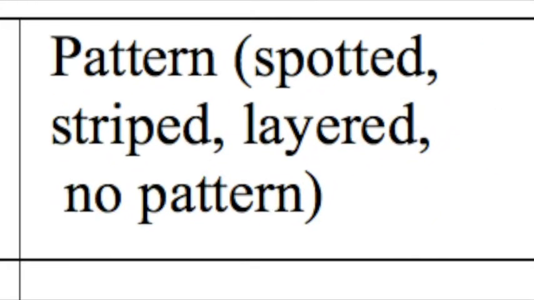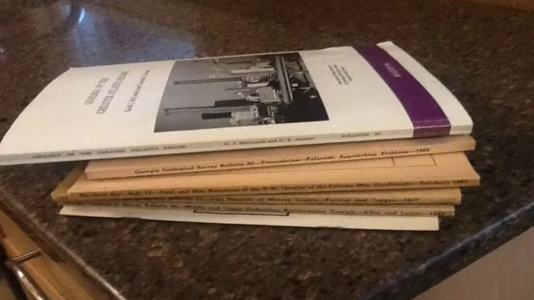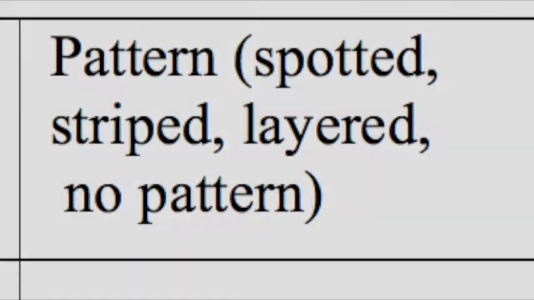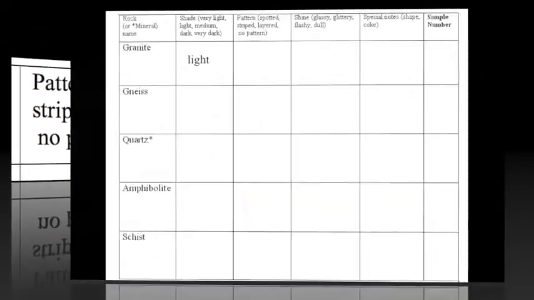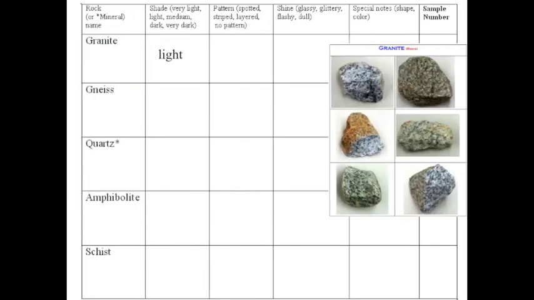Pattern. Pattern can be spotted, striped, layered, or no pattern. Spotted could be like black dots against white. Stripes, you know what stripes look like. Layered would be like looking at the edge of a book on its side or stacked up books. Or we could have no pattern. Looking at granite, would you say granite looks like it is spotted, striped, layered, or no pattern? So we'll put spotted.